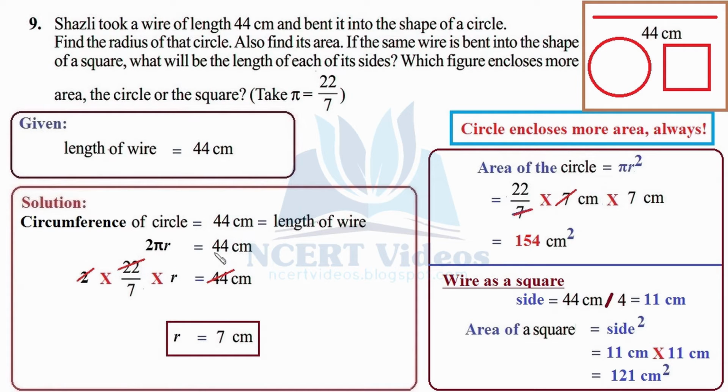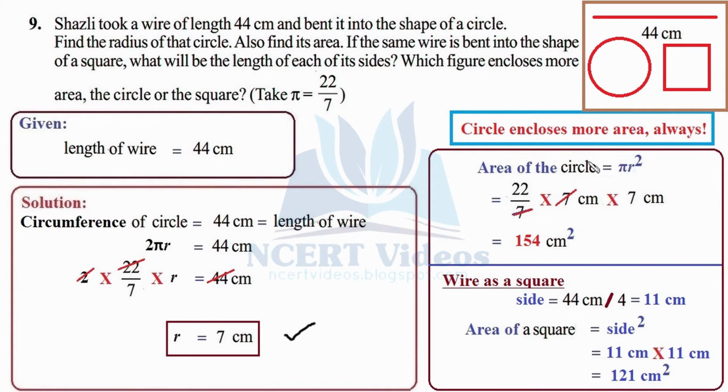Solve this equation. This 2 will cancel. Or the other way is, 22 into 2 is 44, so 44 cancels 44 straight away. Now the radius is here, on the left hand side. We have to take this division by 7 towards the right hand side. It will get multiplied. So nothing here means 1. So 1 into 7 is 7 centimeter. We have found the radius as 7 centimeter.